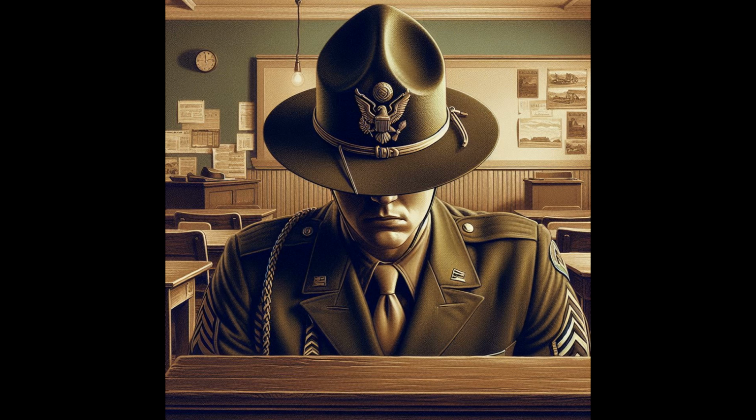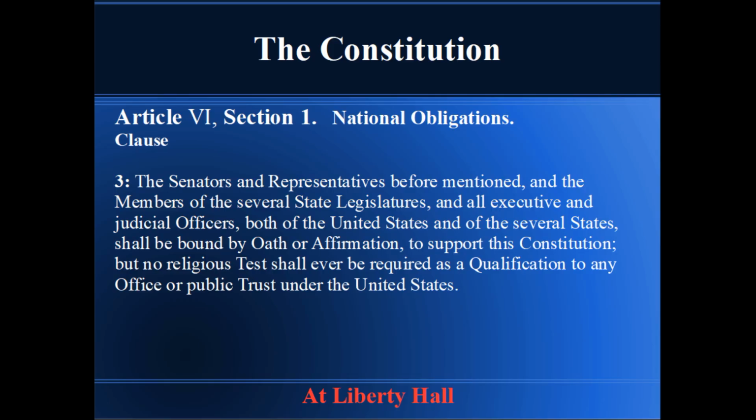1. Existing debts remain valid. 2. The Constitution and only laws and treaties made in pursuance thereof are the supreme law of the land. State constitutions and laws must comply with the federal Constitution to have legal authority. Article 6, Section 1. National obligations.